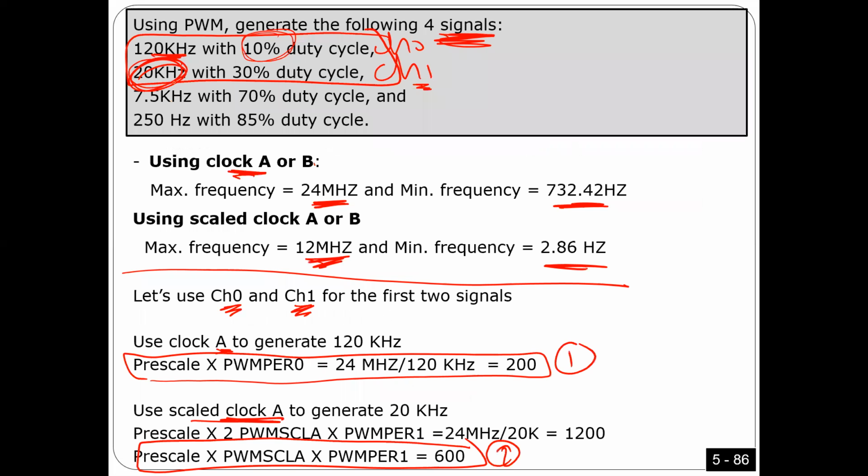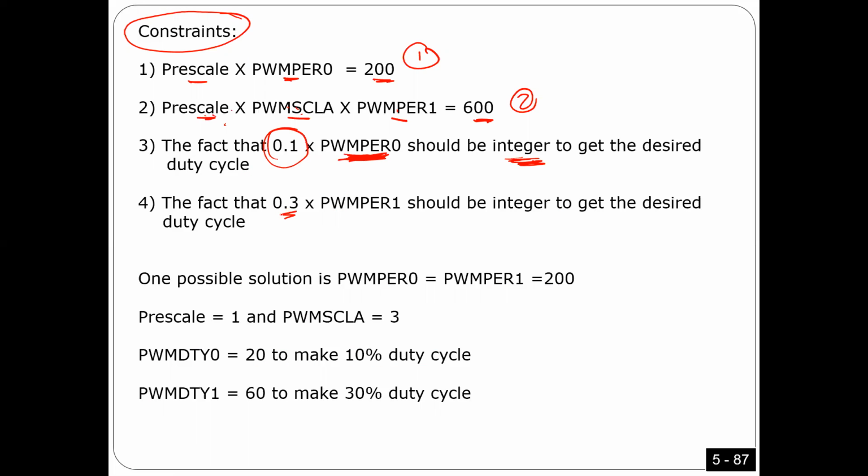Same thing here. This one should be 30%. Same thing. That means if this one is 0.3, I'm going to multiply it by the pulse width modulation period, okay? I have to make sure the result here is an integer. Is that okay? Because this is the number, for sure I cannot put a fraction in the duty cycle register, okay? So based on this constraint, again, you need to look for a solution here.